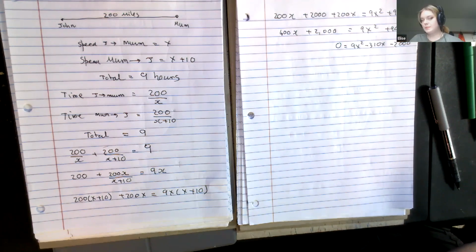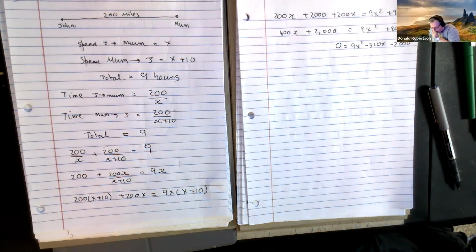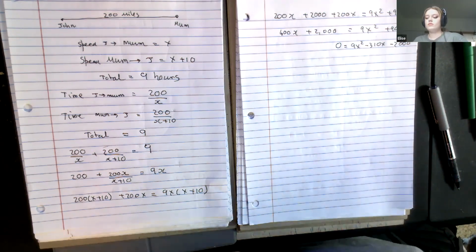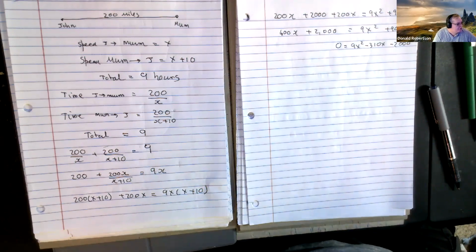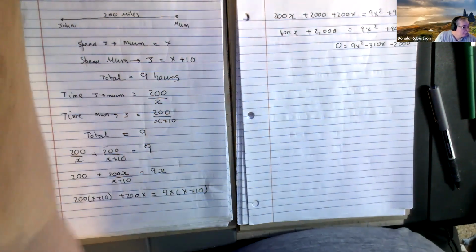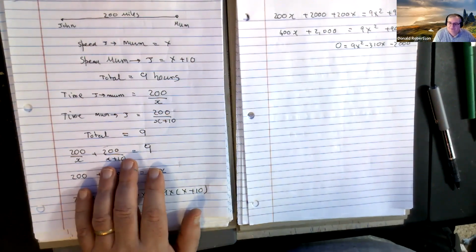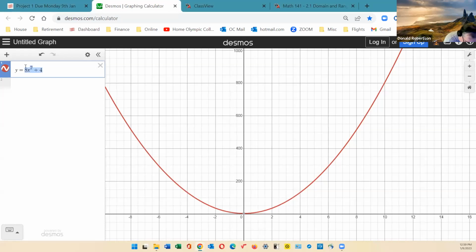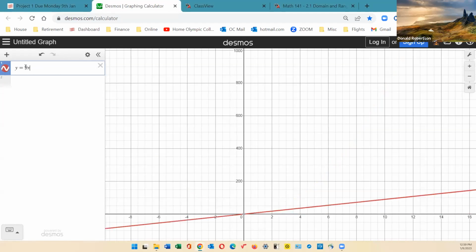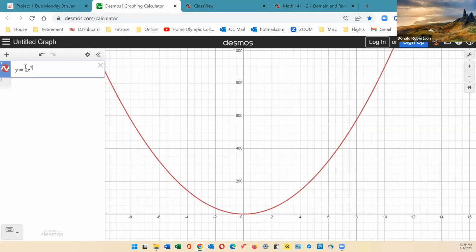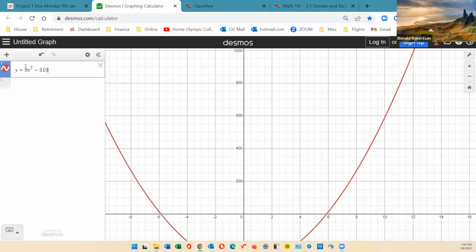Mm-hmm. Now, if it was a nice quadratic, wouldn't I just factor it? But since it's not a nice one, what I can do instead is just get the answer using Desmos. So here goes. Into Desmos, I will put 9x squared take away 310x, take away 2000.